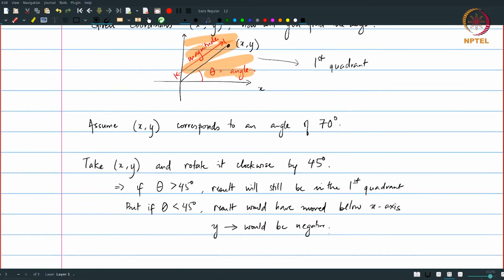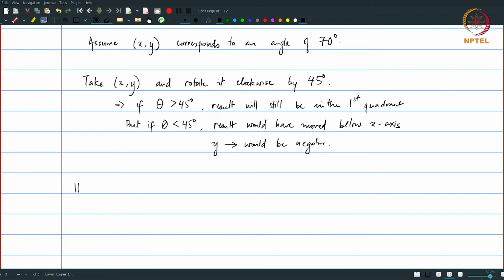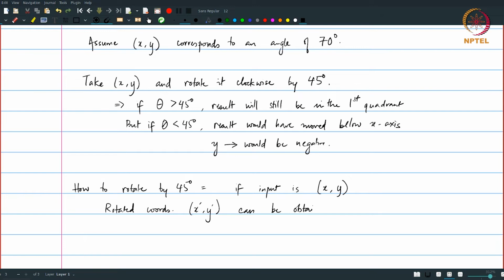Okay. Now, of course, the question becomes, how do you do rotation? This is easy. If my input is the coordinates x comma y, then the rotated coordinates x prime, y prime can be obtained by the following matrix multiplication.